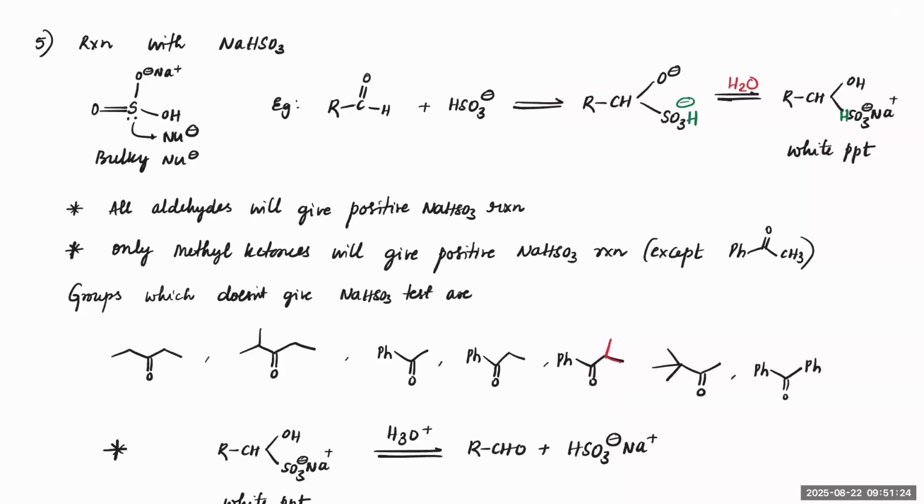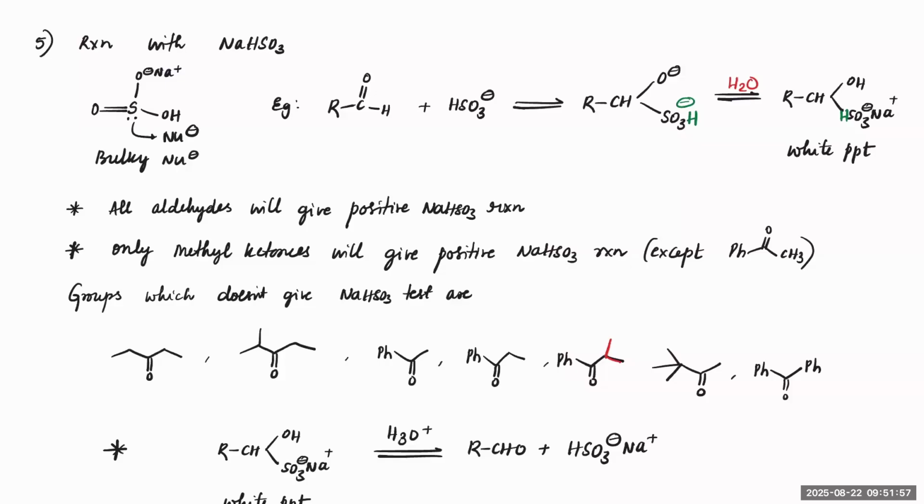Next, reaction with NaHSO3. See, NaHSO3 has a sulfur with a lone pair here, which will be acting like a nucleophile. So that sulfur's lone pair is the one which will attack on the carbon here, right? As it attacks, you will get O minus, and this oxygen already has an O minus and Na plus part here. So there are two O minus groups which will remain here. And on hydrolysis, this O minus will take H plus, and you will expect a salt kind of a form. That's why it will be a white precipitate here.